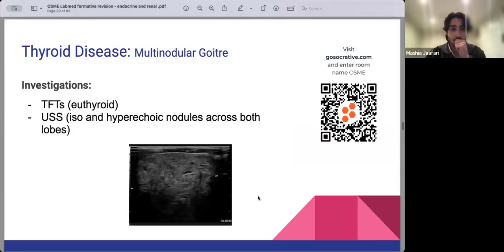The investigations we do are thyroid function tests. Usually, as I said, it's euthyroid unless you've got a toxic multinodular goiter. And we tend to do an ultrasound to look at the nodules to make sure they don't look too alarming. And usually they will be hyperechoic, so they'll look quite dark on the ultrasound. And you'll see them across both lobes, and that's important because that differentiates it from something like cancer, which might be just unilateral.